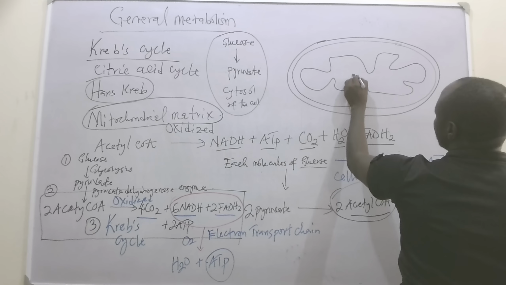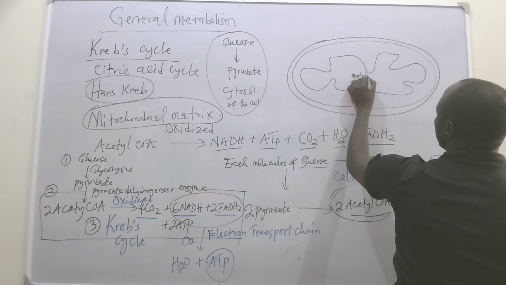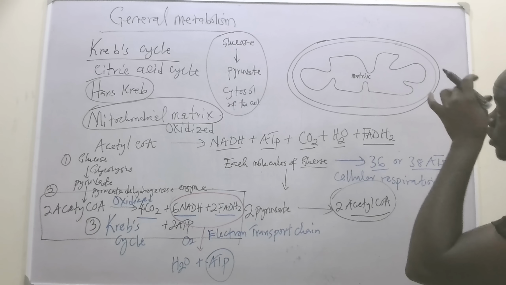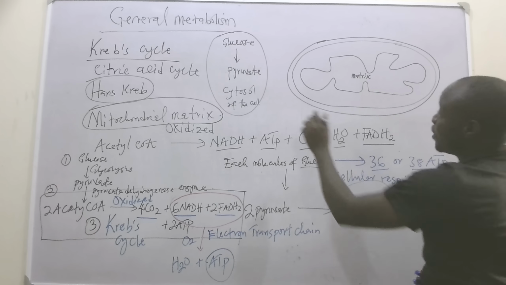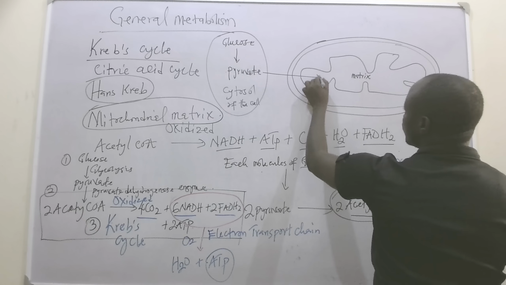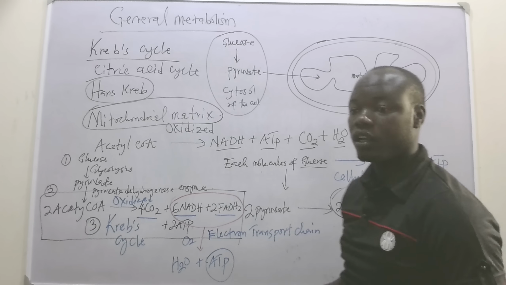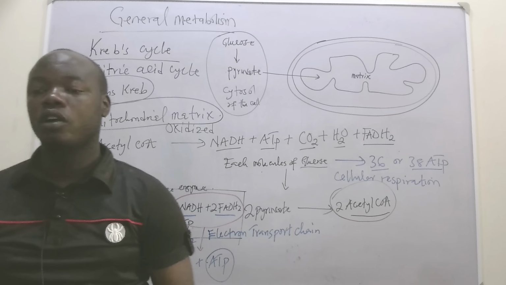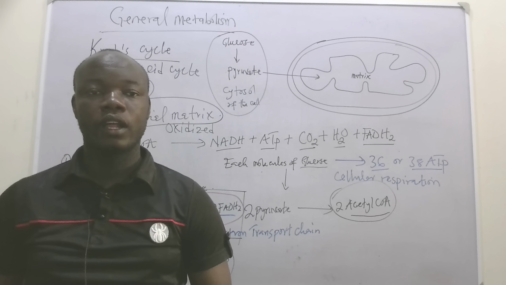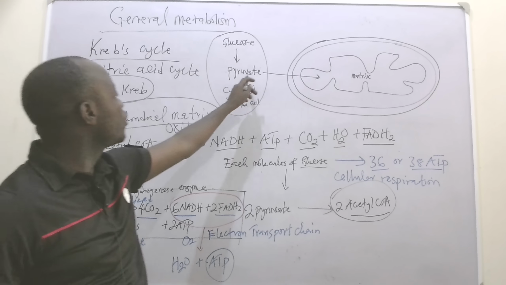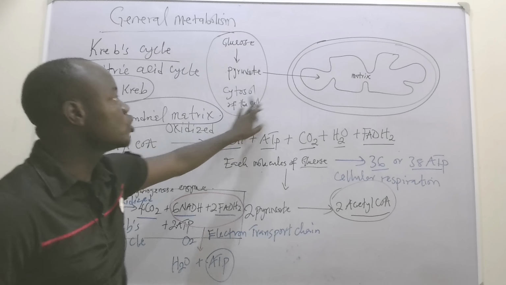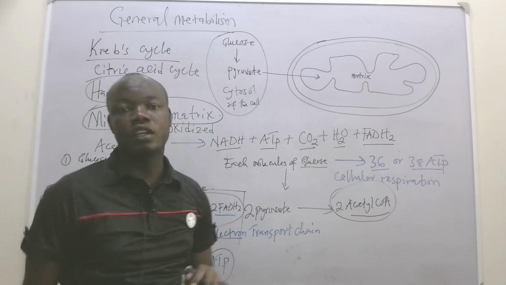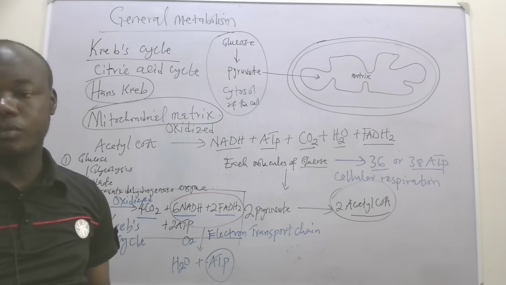Let's say this is the matrix of the mitochondria. This is the mitochondrial matrix. So now the question is, how does this pyruvate get into the matrix of the mitochondria? We need to understand that the origin of the pyruvate is at the cytosol. So how would it get to the matrix of the mitochondria? There are a series of steps.